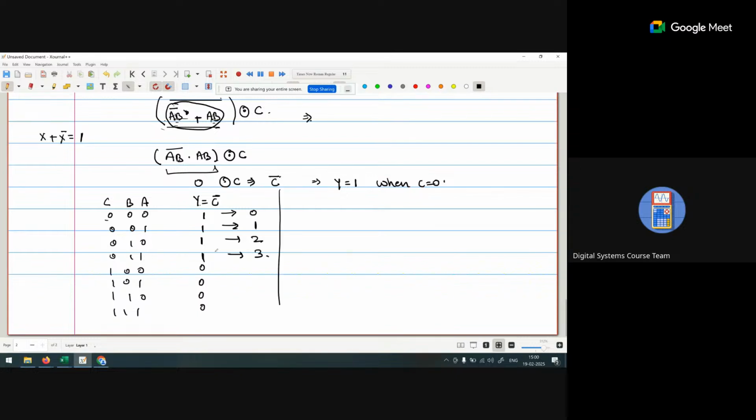Now if I change the order, I say that A is the MSB, C is the mid, and B is the LSB. So the representation is 000, 001, 010, 011, 100, 101, 110, and 111. Now what is the output? Output Y is C bar. So when C is 0, output is 1. So 1, 1, 0, 0, 1, 1, 0, 0. Now Y is 1 when the decimal number is 0, 1, 4 and 5. So if you change the order of A, B, C, your decimal values will also change. That's why, to avoid confusion, we mention that A is the MSB and C is the LSB.